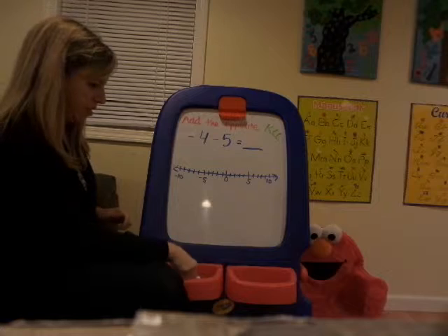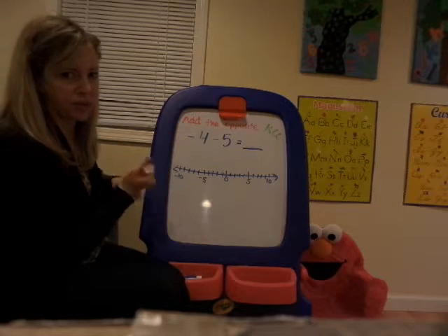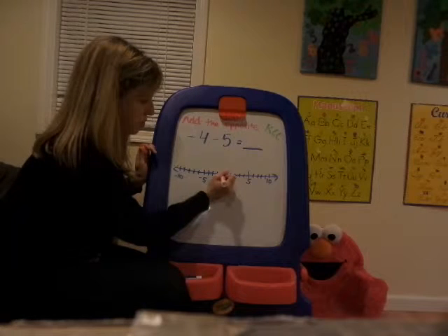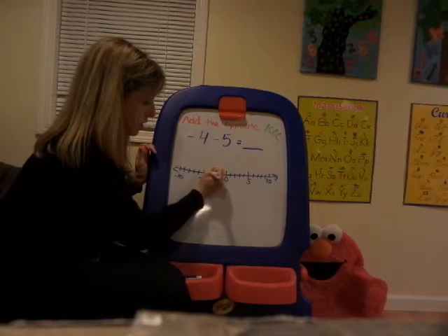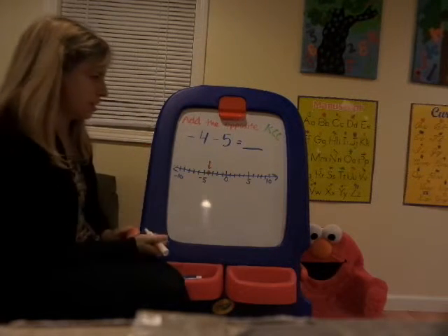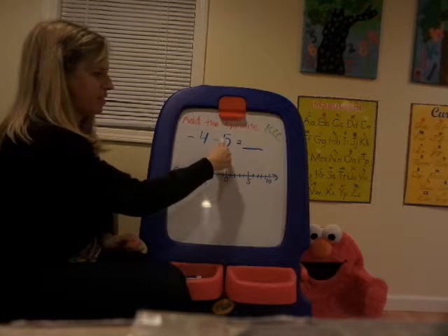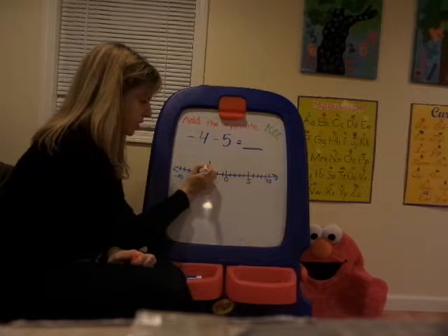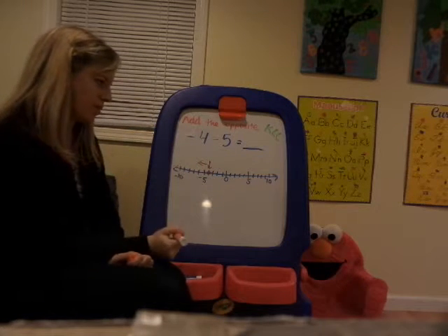Negative 4 is our first number, so that's where we're going to start on the number line. It's like you're giving directions. That's your first direction. 1, 2, 3, 4. Negative 4 is where I start. I am minusing 5. I'm taking away, so I'm moving in a negative direction. So I'm going to go to the left.